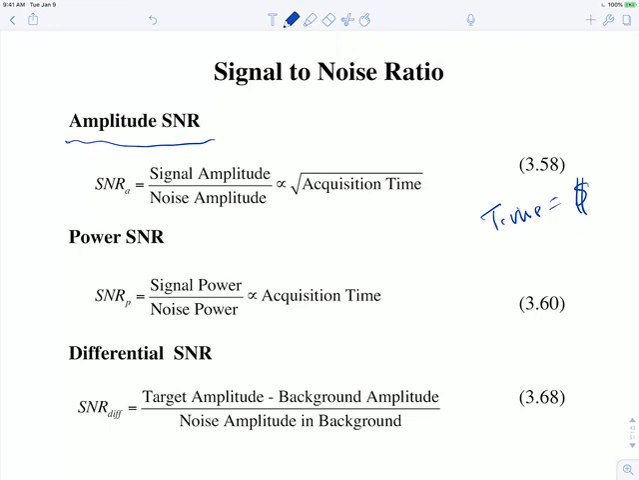The other SNR that's talked about in the book is the differential SNR, or sometimes called the contrast to noise ratio, CNR. Okay. And that is essentially similar to local contrast, where you have some target, you're comparing it to a background, and you want to see how much contrast you have with respect to the noise level.